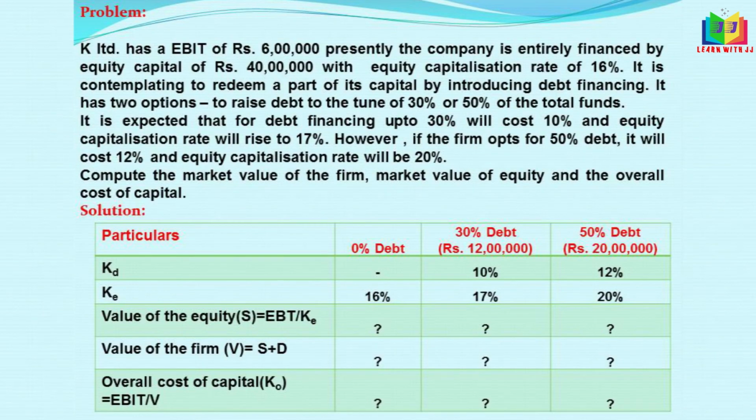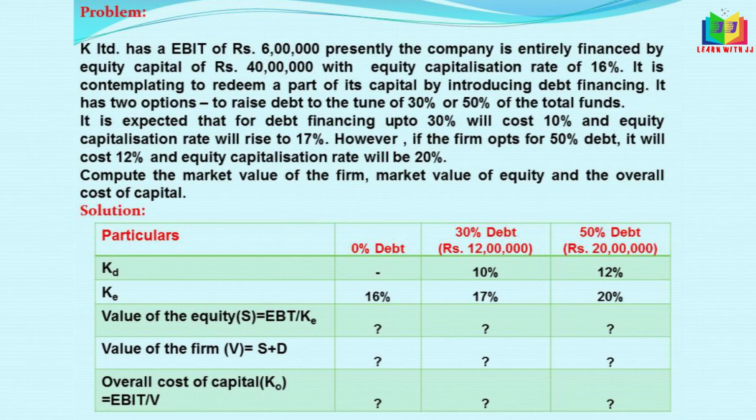Okay, now we'll start doing the problem. First, we'll write the information in this tabular format so that it will be easy for us to work out the problem. Here the cost of debt is given, and we have three alternatives. In the first category there is no debt, only equity, and in the second case the company wants to raise 30% debt.